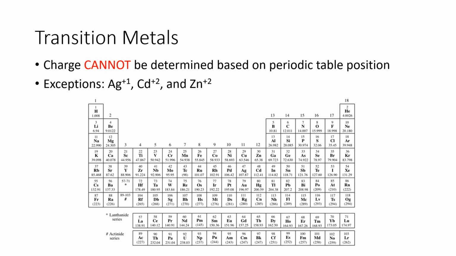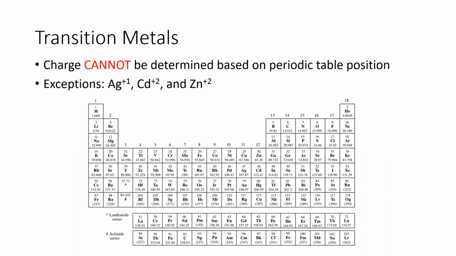That was with representative metals. We have to do something different whenever we have transition metals. Whenever there are transition metals, those group B elements in the middle, the charge cannot be determined based on the periodic table position. Remember, transition metals can lose different amounts of electrons and have multiple possible charges.